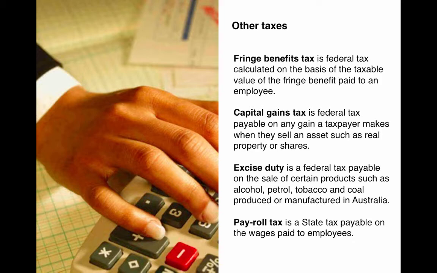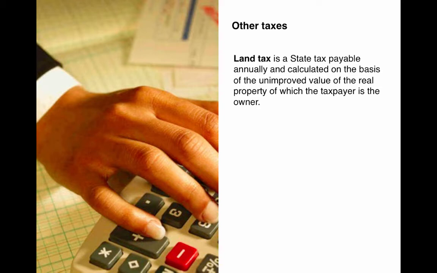Payroll tax is a state tax payable on the wages paid to employees. Land tax is a state tax payable annually and calculated on the basis of the unimproved value of the real property of which the taxpayer is the owner. Land tax is not payable in relation to real property that the taxpayer occupies as their principal place of residence.